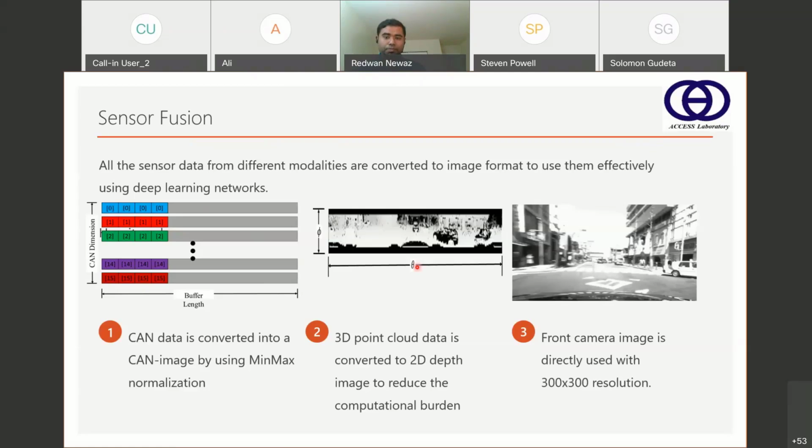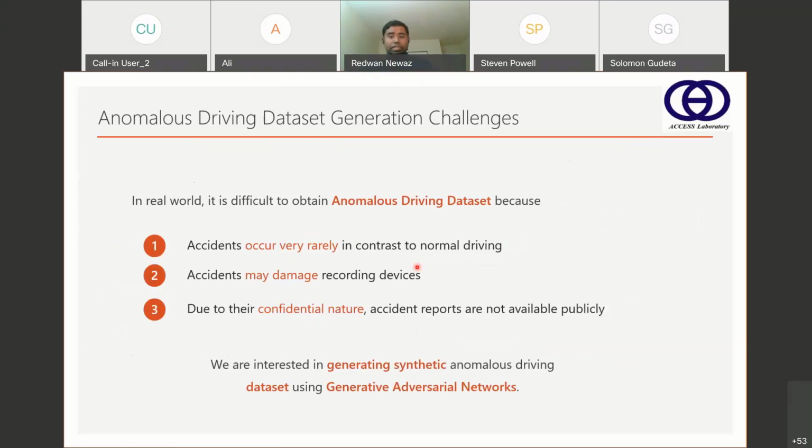So as I mentioned earlier, in the real world, it is very difficult to obtain an anomalous driving dataset because accidents occur very rarely in contrast to normal driving behavior. And when it happens, sometimes the accident damages all of your devices, so you may lose your recording devices. And finally, and most importantly, due to their confidential nature, accident reports are not available publicly. So we are interested in generating synthetic anomalous driving data using a generative adversarial neural network.